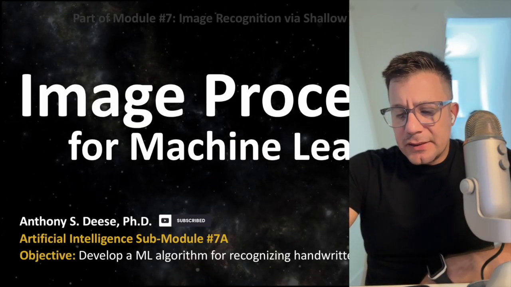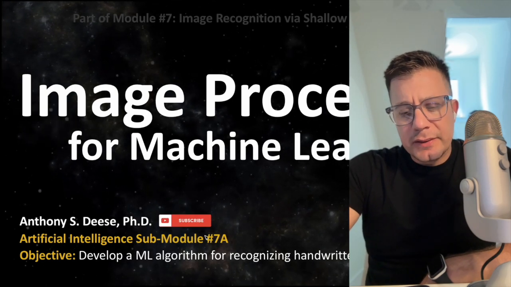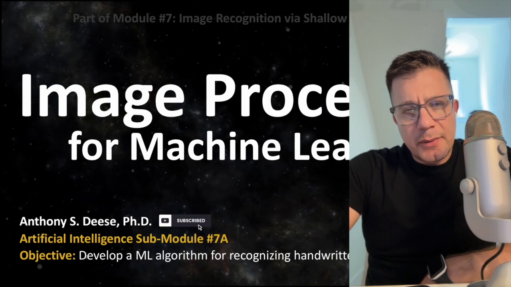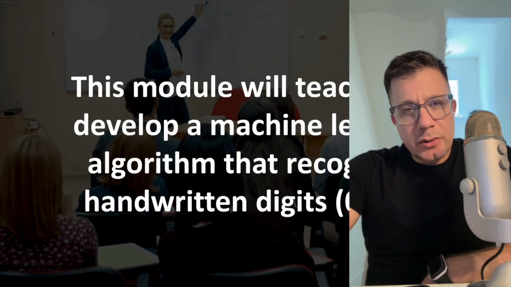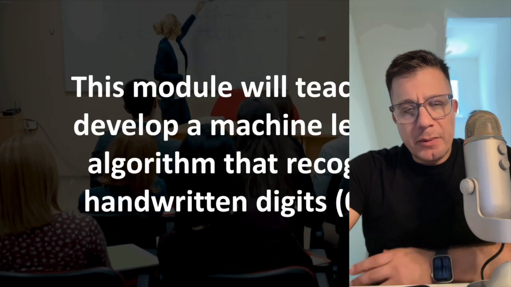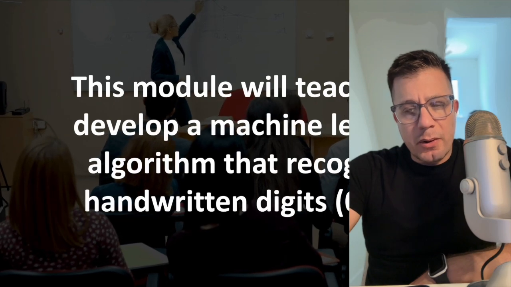Welcome to Module 7A in our series on artificial intelligence. This module addresses image processing for machine learning. Specifically, it's going to teach us to develop a machine learning algorithm that recognizes handwritten digits 0 through 9.